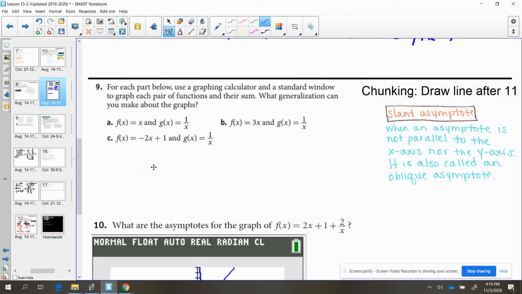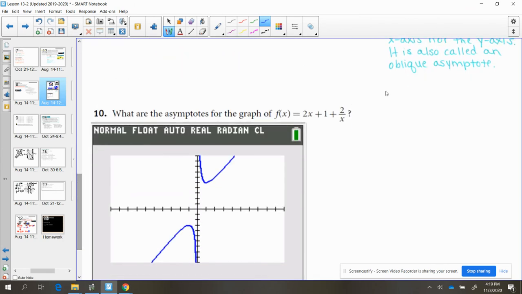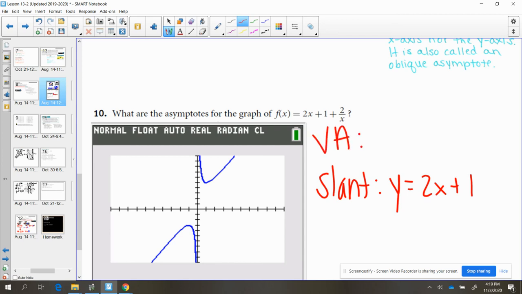So if we go back to the notes and analyze here, each time, if we look at this, the line here that the slant is going to be occurring with, if we look at number 10, is the first piece here, which is y equals 2x plus 1, right? And it still has that vertical asymptote at x equals 0. Still see that in there. But we know the slant is this first piece.